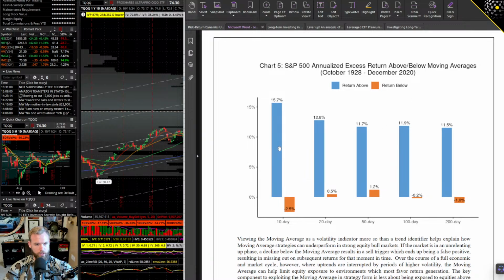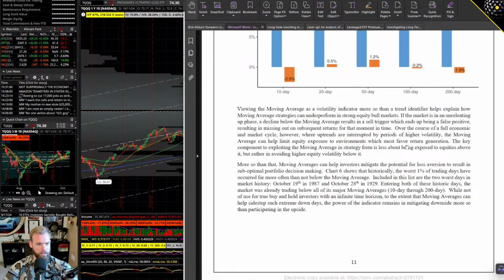So we can see if we use a faster MA, we get a much better net return. That's very clear here. So if you take this 15.7, you take the 2.5, that still beats essentially all of these. But if we use a 10-day, there's a lot of transactions. So again, there's going to be a trade-off here, depending on how active we want to be.